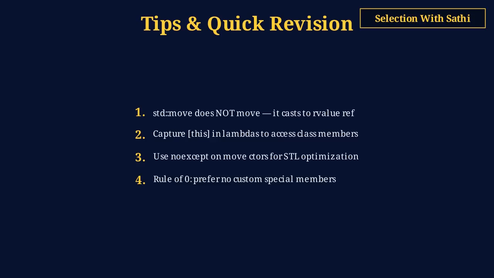Tip 2. Capture by reference in lambdas when the lambda doesn't outlive the captured variables. Tip 3. Catch exceptions by const reference to avoid slicing and copies. Tip 4. If you define any of the 5 special functions, define all 5 or use = default and = delete explicitly.